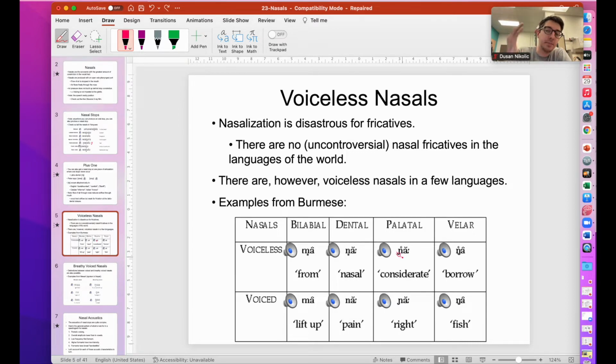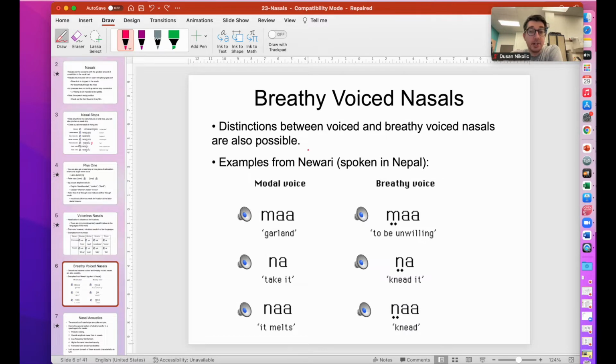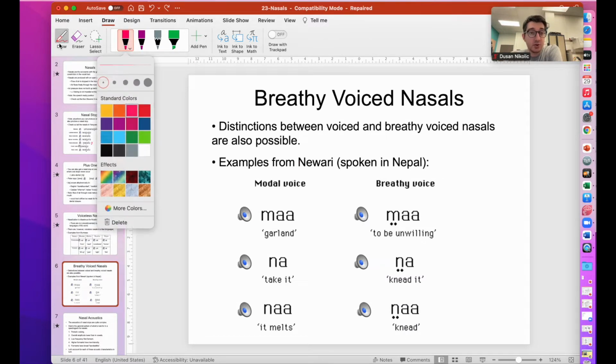That's why it's up there, and it means completely the same. So these are voiceless nasal stops that are possible, and probably contrastive in Burmese, right? But you cannot make a nasal fricative. Breathy voiced nasals exist as well.